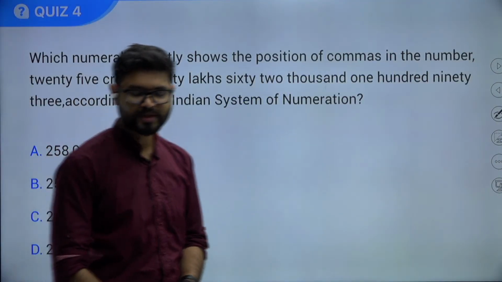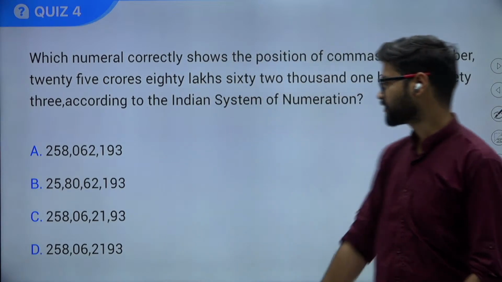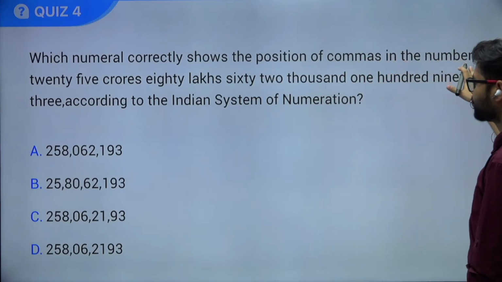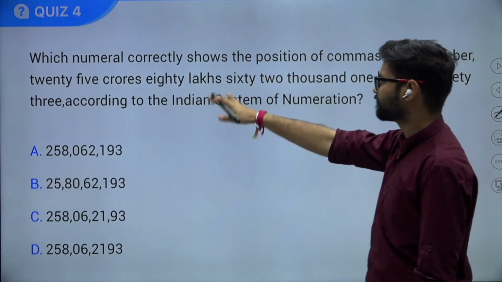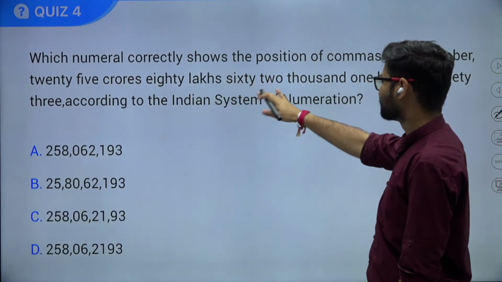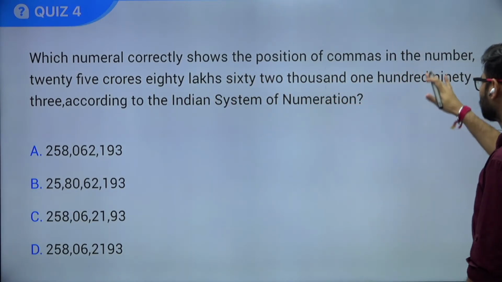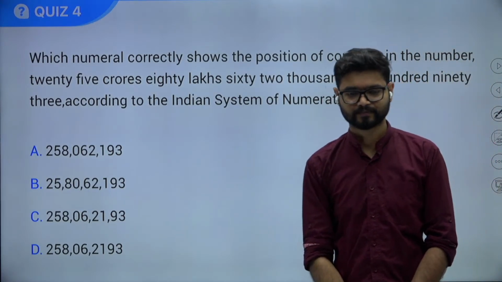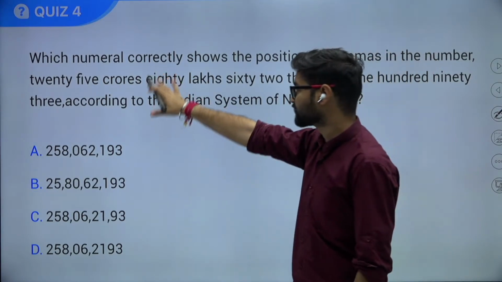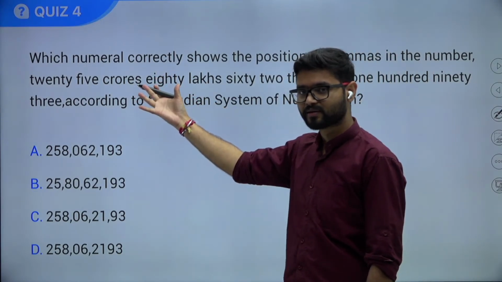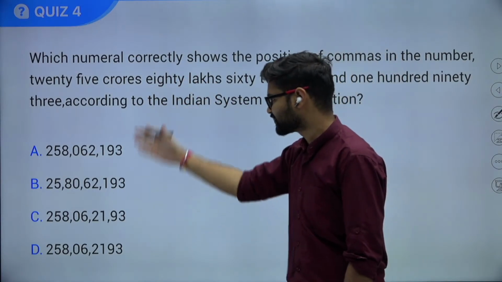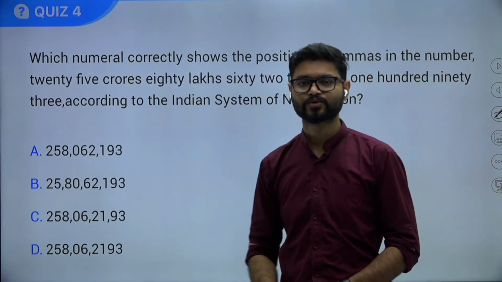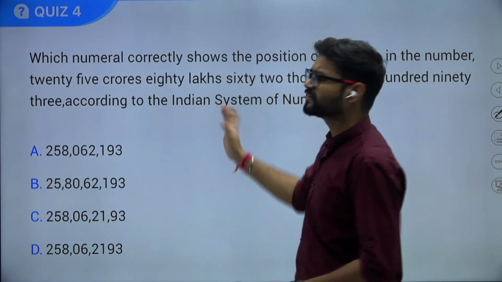Okay? So which numeral correctly shows the position of commas in the number 25 crore, 80 lakhs, 62,000 and 193 according to the Indian system of numeration. So here they have given us the number in words. They are asking us which of them is the right representation of the same number. Okay, now I will tell you how we can do that. Believe me, this is the easiest part.